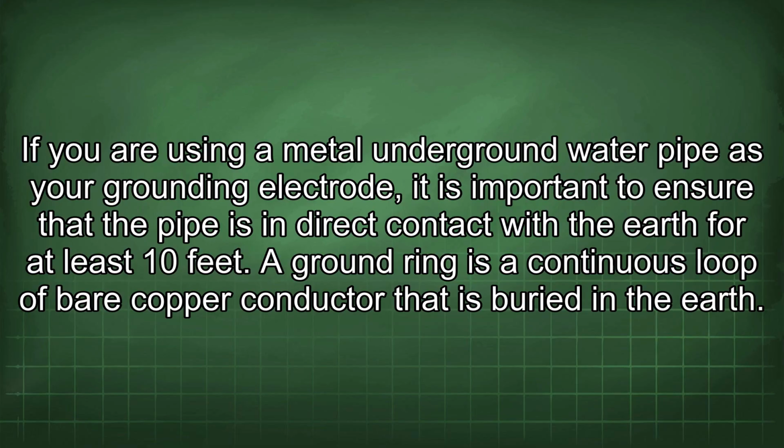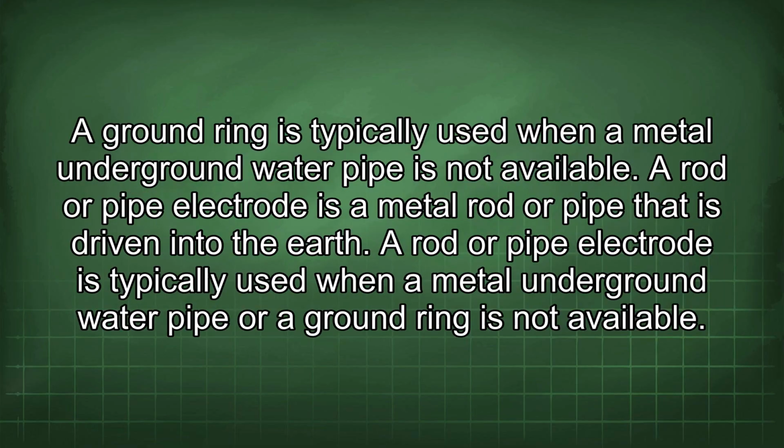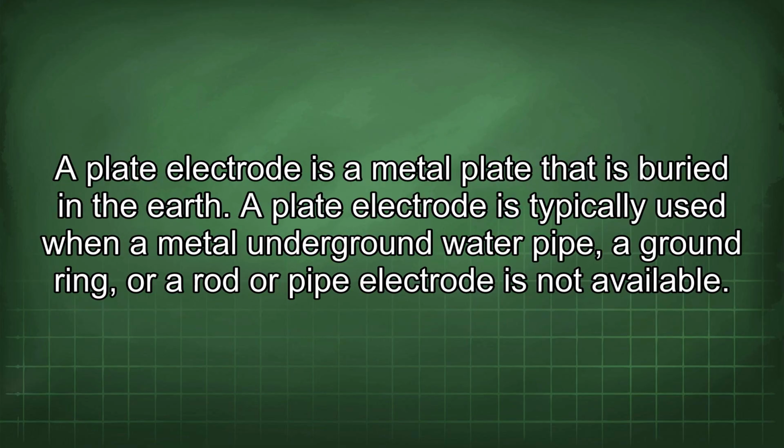A ground ring is a continuous loop of bare copper conductor that is buried in the earth. A ground ring is typically used when a metal underground water pipe is not available. A rod or pipe electrode is a metal rod or pipe that is driven into the earth. A rod or pipe electrode is typically used when a metal underground water pipe or a ground ring is not available. A plate electrode is a metal plate that is buried in the earth.